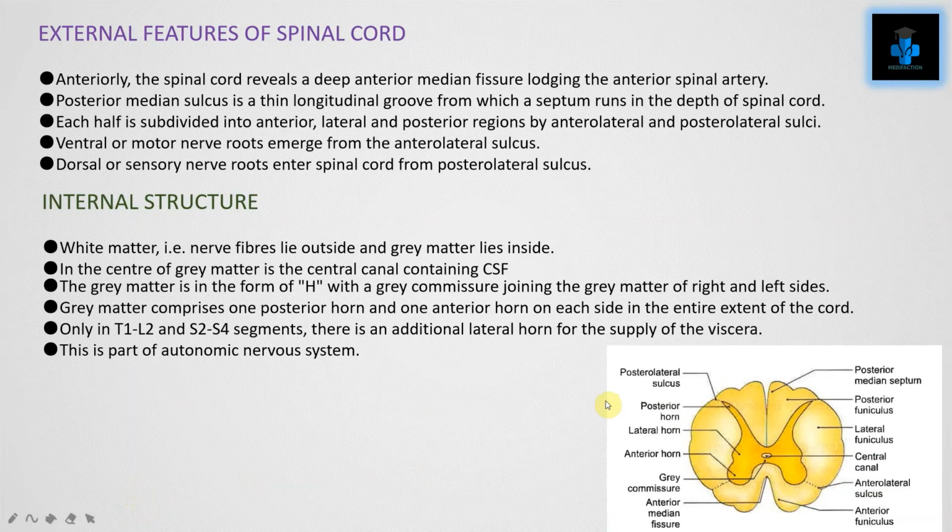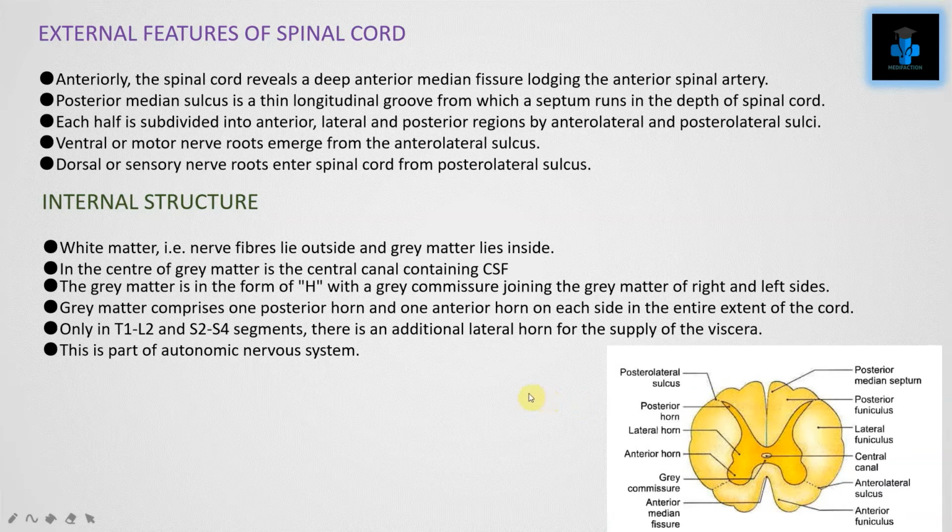External features of spinal cord. Anteriorly, the spinal cord reveals a deep anterior median fissure lodging the anterior spinal artery. This right here is the anterior median fissure. The posterior median sulcus is a thin longitudinal groove from which a septum runs in the depth of spinal cord. This right here is the posterior median sulcus.